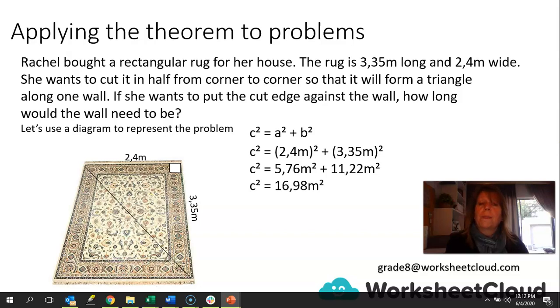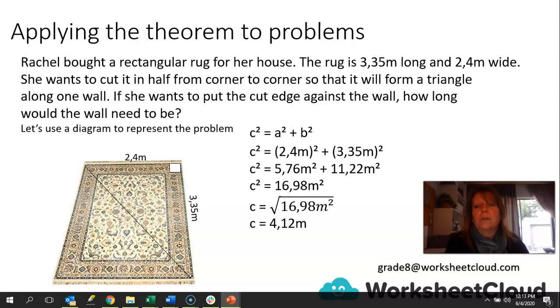But remember, that gives me c squared. I want to know what c is on its own. So c is equal to the square root of 16,98 meters squared, and the square root of that is going to give me 4,12 meters. Okay, and that is your diagonal of the rug. Right, so the wall that she needs to put it against will need to be no shorter than 4,12 meters.